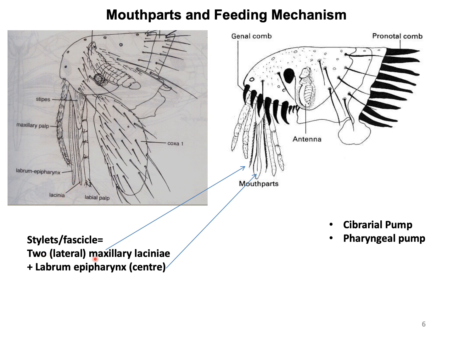So with the help of two maxillary lacinia and the labrum-epipharynx, a stylet or fascicle will be formed. And there is a hypopharynx which is very short, and the mouth part is overall a piercing and sucking mouth part. The function of the maxillary palp and the labial palp in the feeding mechanism is to locate the feeding site.